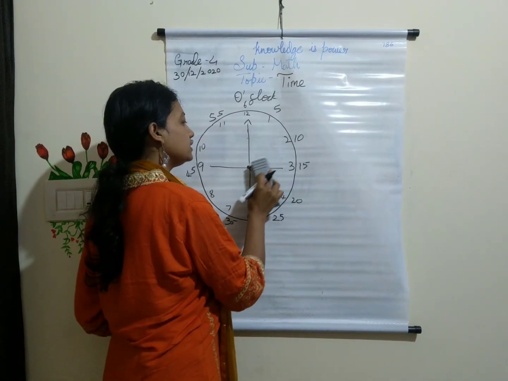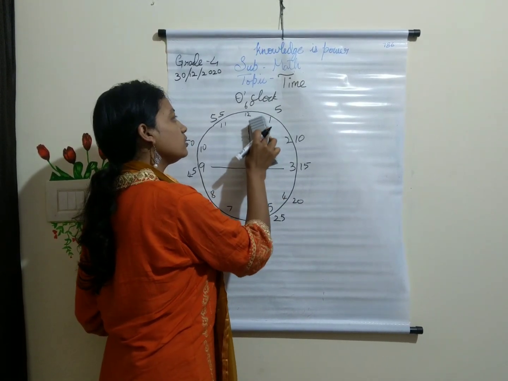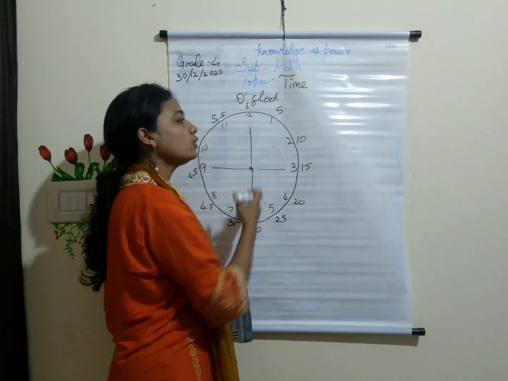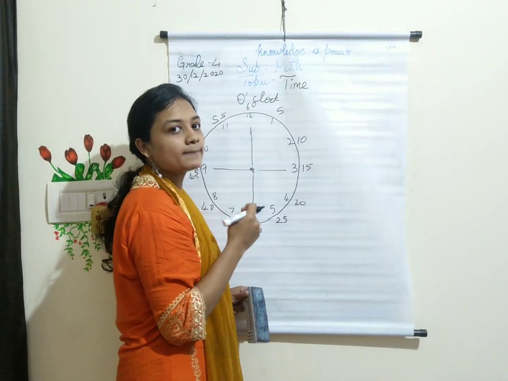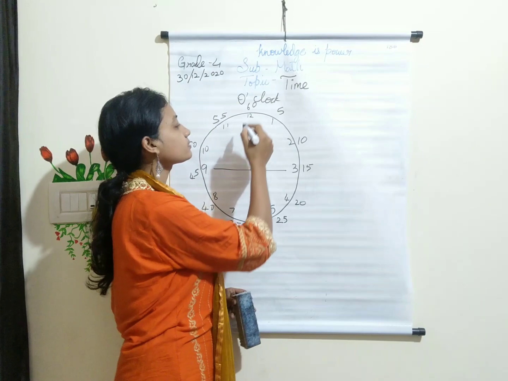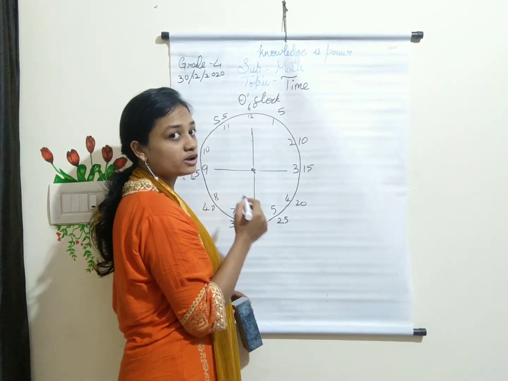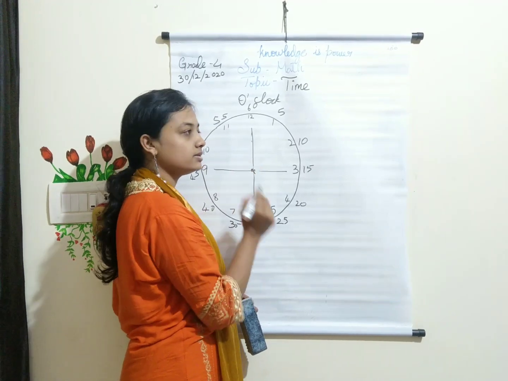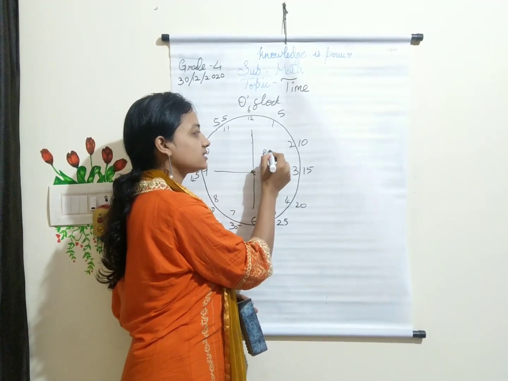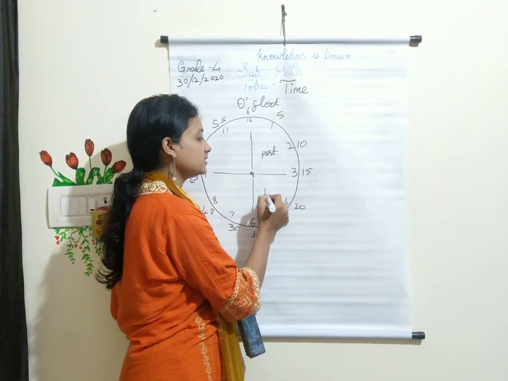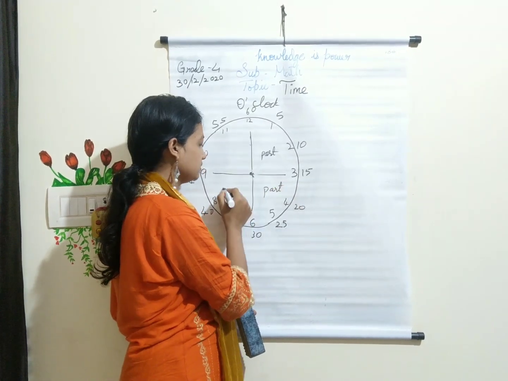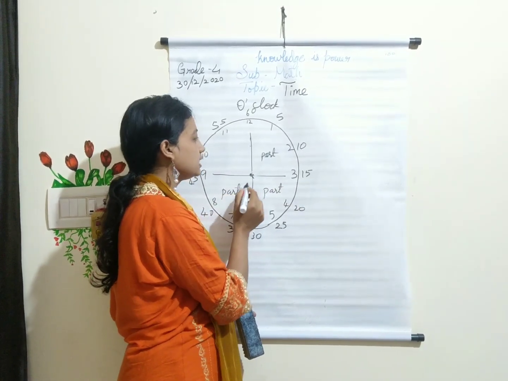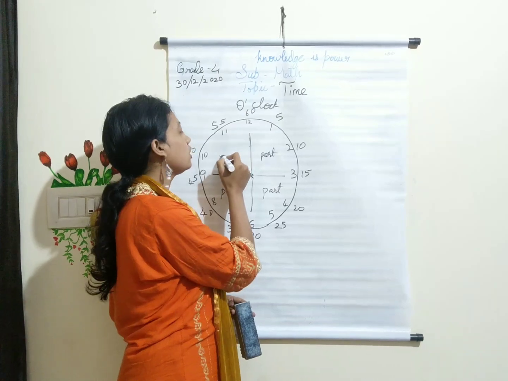Whatever my small hand shows, I'll say that number, 2, and whenever my big hand is showing 12, I'll say o'clock. So 2 o'clock. This is all you learned in the previous video. And you also learned how to say them in words. So let us recap how to say them in words. Let us divide the clock into 4 parts. The first 3 parts will be called past. Past, past, past. And the last part is called to.